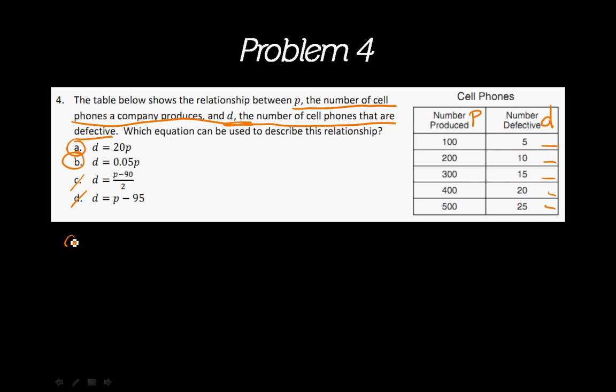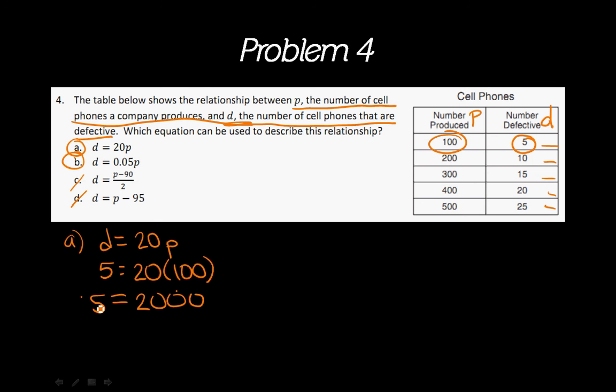So if we try A, it says D equals 20P. So we'll take the first D, which is 5, and the first P is 100. Obviously 20 times 100 is way bigger than 5, and so that can't possibly work. So A is wrong. The mistake that they were looking for you to make is to switch that 100 and that 5. If you did that, 20 times 5 is 100, and it would actually work out. So that was the mistake that they were looking for, switching your P and your D, like I said.